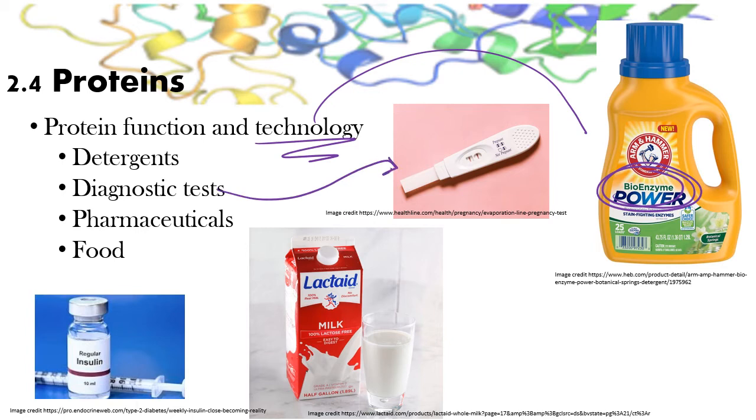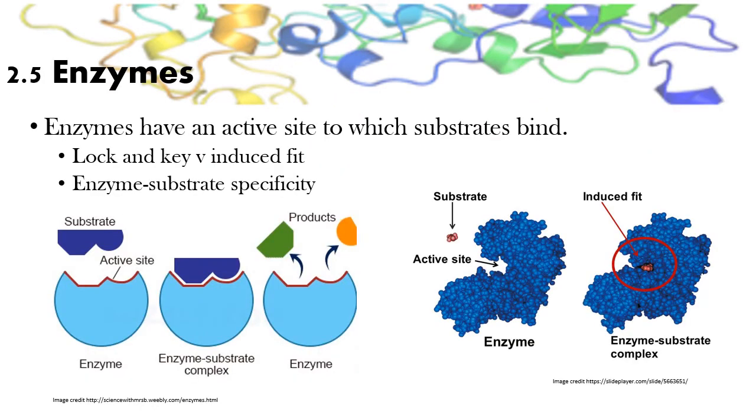Diagnostic tests like pregnancy tests, we actually use proteins, those antibodies, immunoglobulins, that we can stick to the stick, and then they will bind to other proteins, and we can use that for diagnosis. Pharmaceuticals like insulin, we can use proteins like insulin to treat diseases and disorders. And then our food, we can use enzymes like lactase to make lactose-free milk for our friends who are lactose intolerant. So now we're going to flip over to this idea of enzymes.